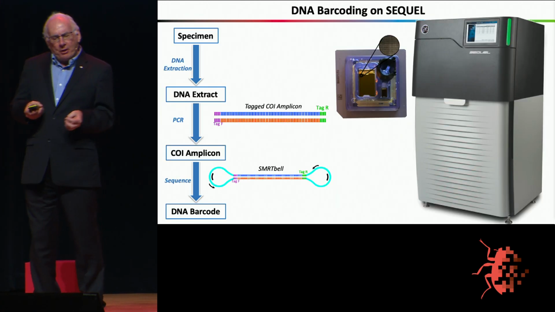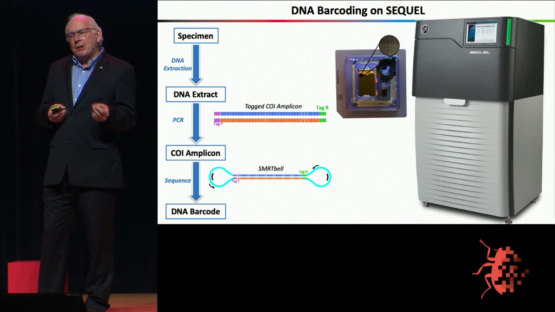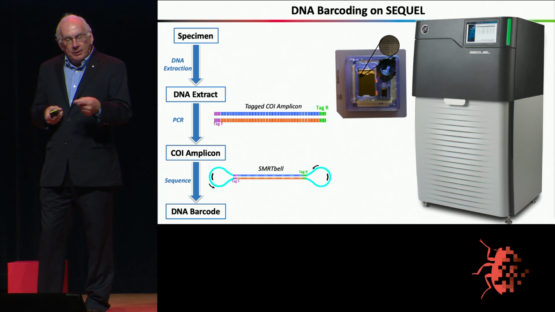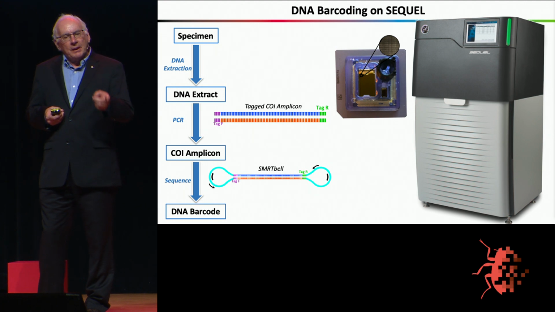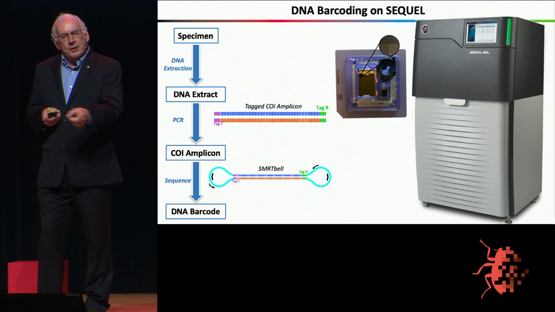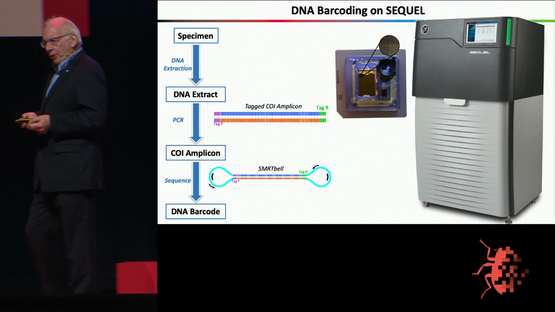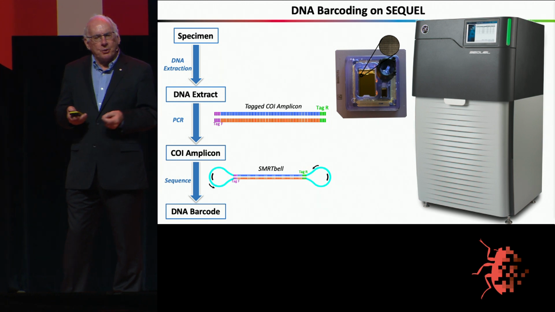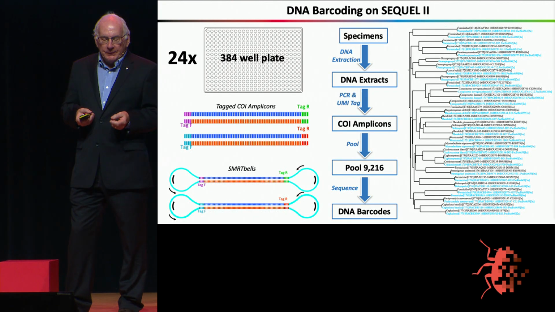So here's the barcode workflow on the Sequel. Take a specimen, extract DNA, which gives you a DNA extract, you PCR, you chase the amplicon you're interested in, and you sequence. That thing called a SMRTbell, that's the circular form of the amplicon, and basically the sequencer runs around inside that SMRTbell multiple times. And so you get a very accurate sequence. One problem with this workflow, that little chip you see there costs €2,000. So it'll cost you €2,000 to barcode 1 specimen. But you don't do it like that.